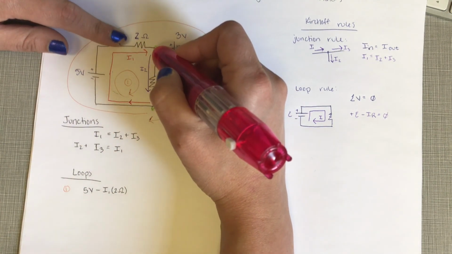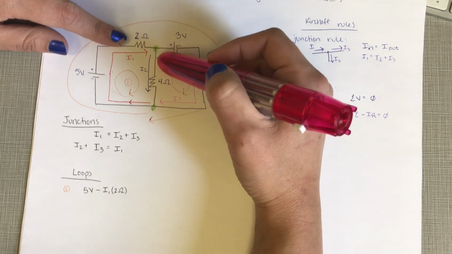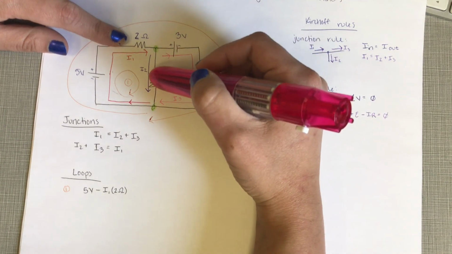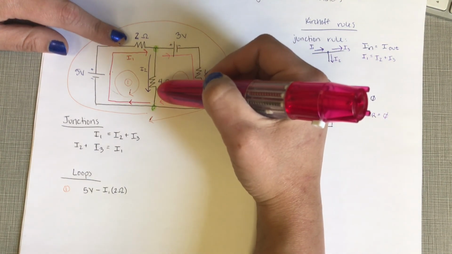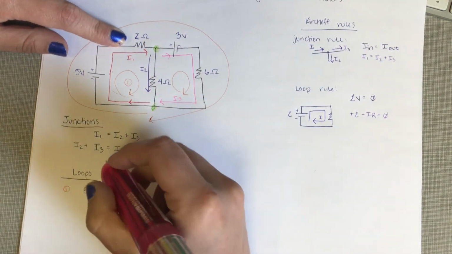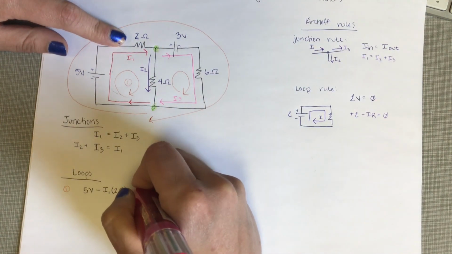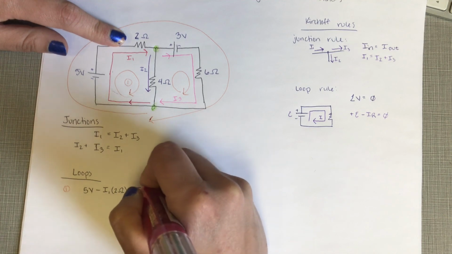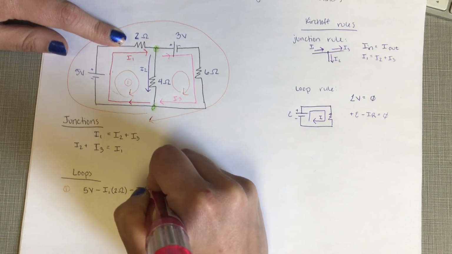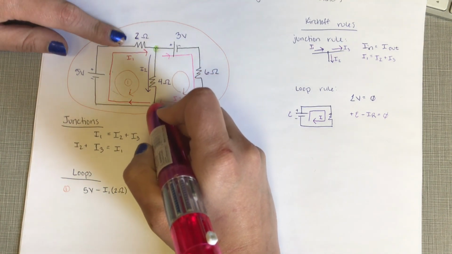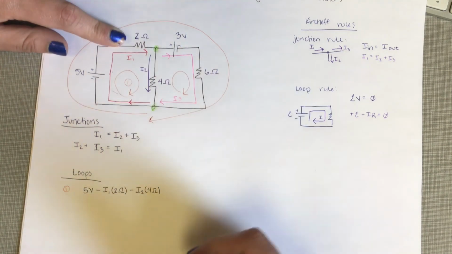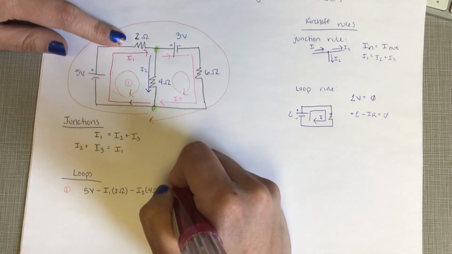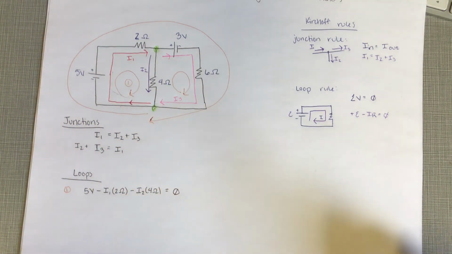Now for this loop, I'm coming down this middle branch here. Now I'm going with the current through this 4 ohm resistor. So that's minus I2 times 4 ohms. And I'm back where I started. So my entire loop needs to add up to 0.